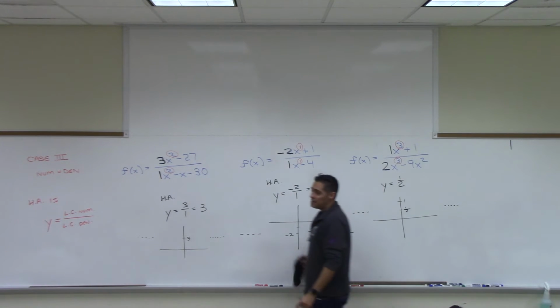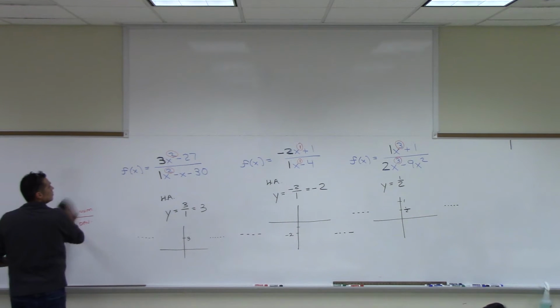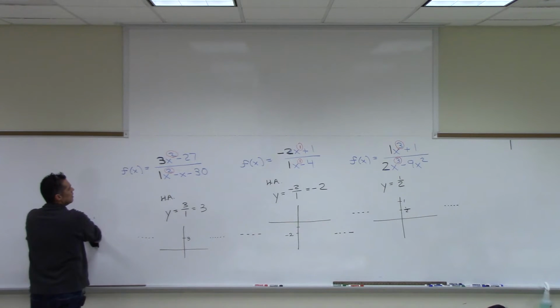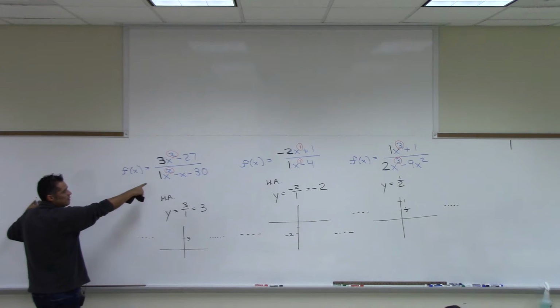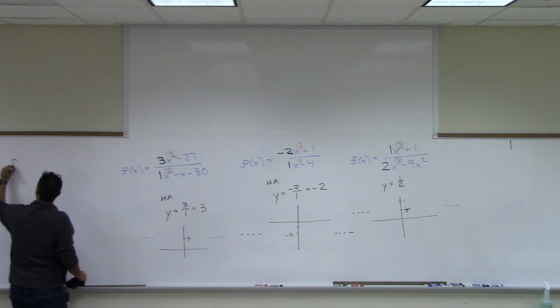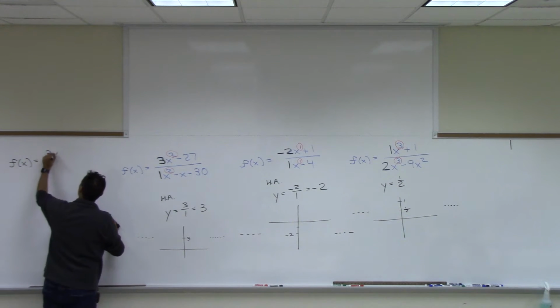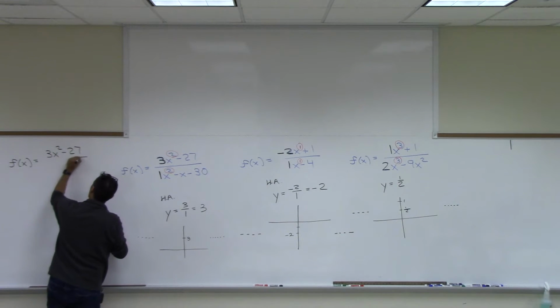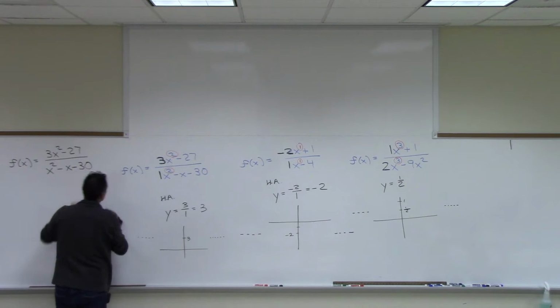All right, so last example here. Let's do, which one? Let me see, hold on. We can do this one. Let's do this one right here. Let's graph this one. F of x equals 3x squared minus 27 over x squared minus x minus 30.